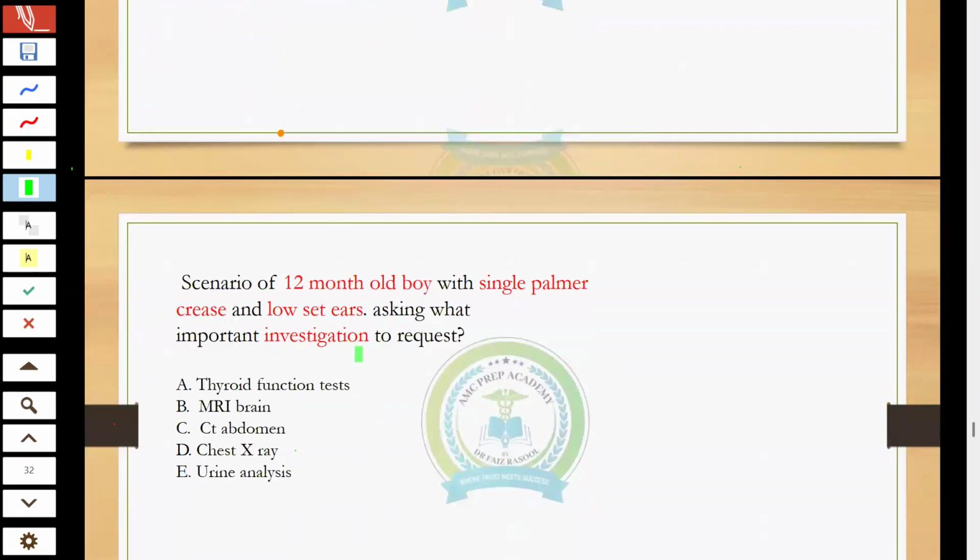Next question. Scenario of a 12-month-old boy with a single palmar crease and low set ears, asking what important investigation to request. Thyroid function, MRI brain, CT abdomen, chest X-ray, urine analysis.